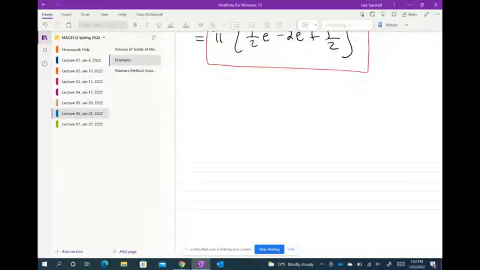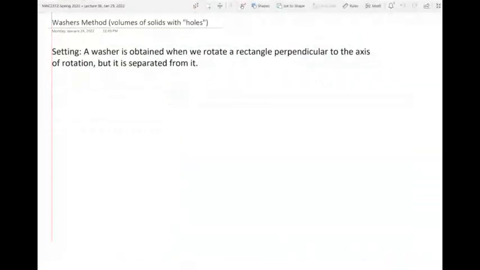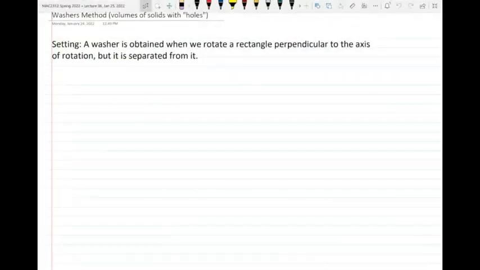So let's motivate this with the following. A washer is obtained when we rotate a rectangle. So the idea here is that when you rotate a rectangle, just so you understand quickly, imagine that you want to rotate a rectangle once again, but this time, this rectangle is away from the axis of rotation. There is a little space between the rectangle and the axis of rotation, okay? If we do that, what's gonna happen when you rotate?